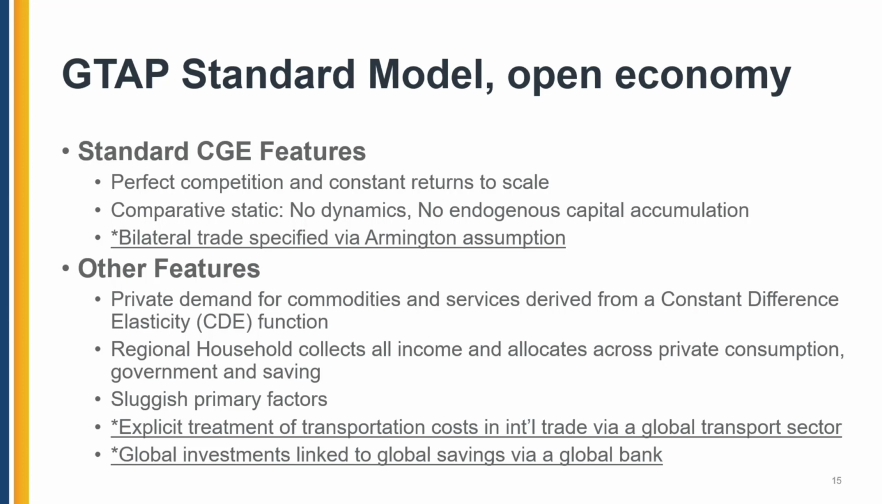The second of those is the investments linked through a global savings or global bank. So the savings for any region goes to investment, but actually what it goes to is a global savings pool with a bank looking at rates of return around the world and allocating that for the equilibrium condition. Again, two things here at the bottom that we consider standard to GTAP, which means we also have training on those that are specific, digging through those topics.